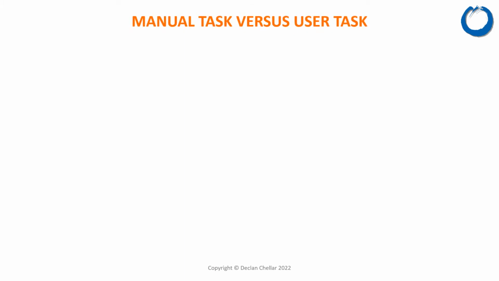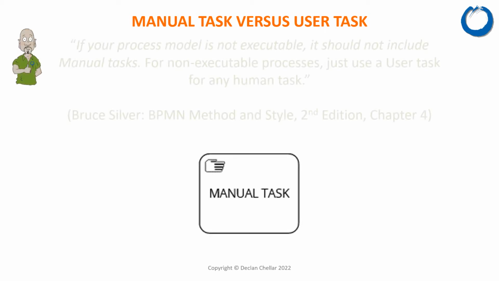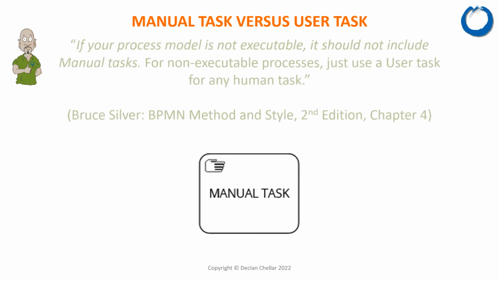Manual task versus user task. If your process model is not executable, it should not include manual tasks. For non-executable processes, just use a user task for any human task.